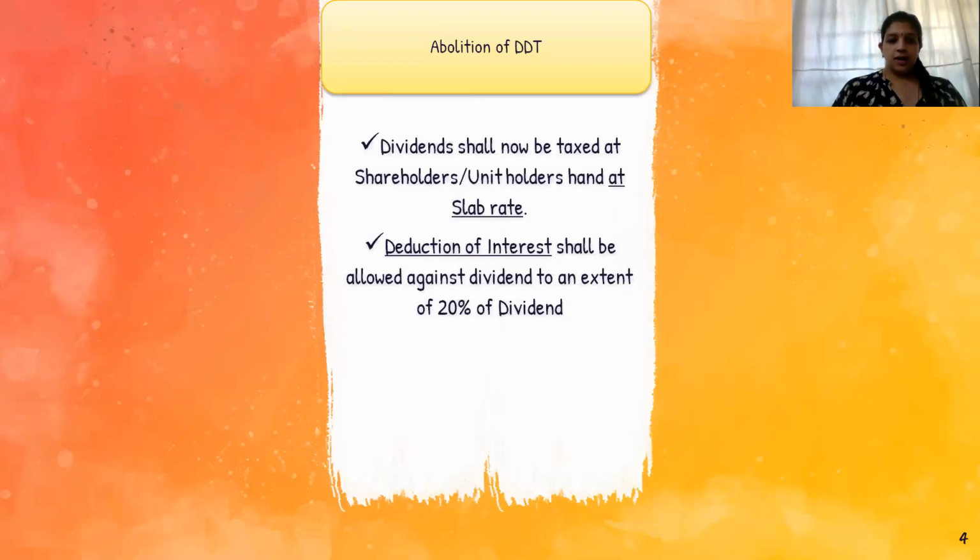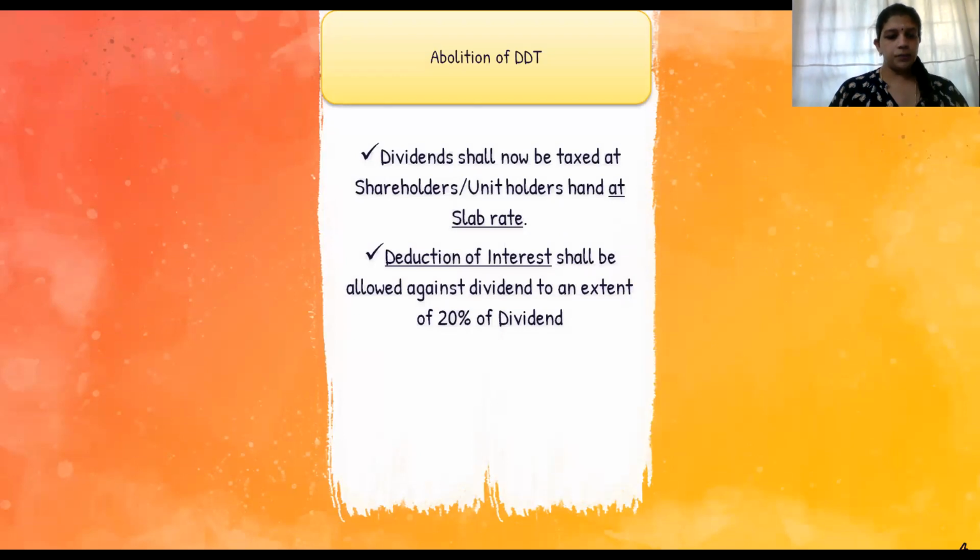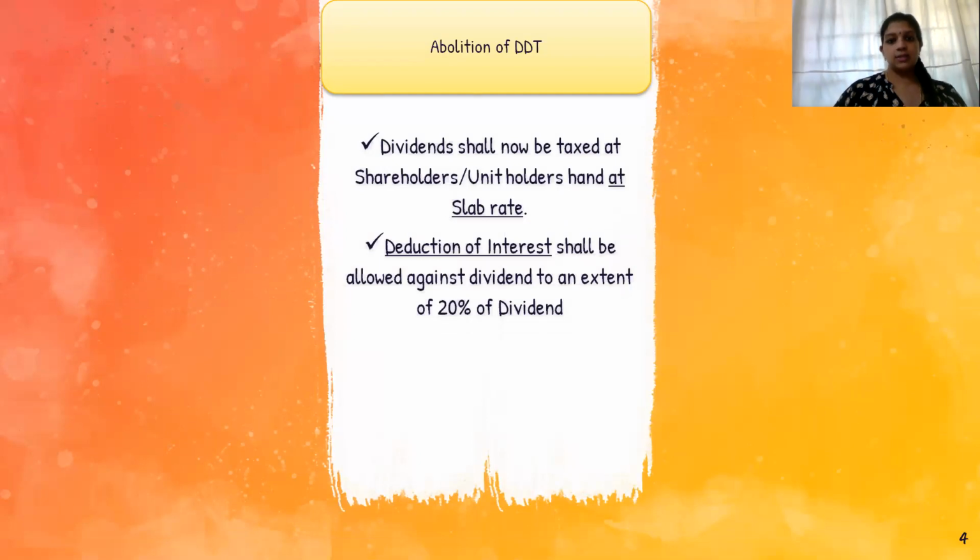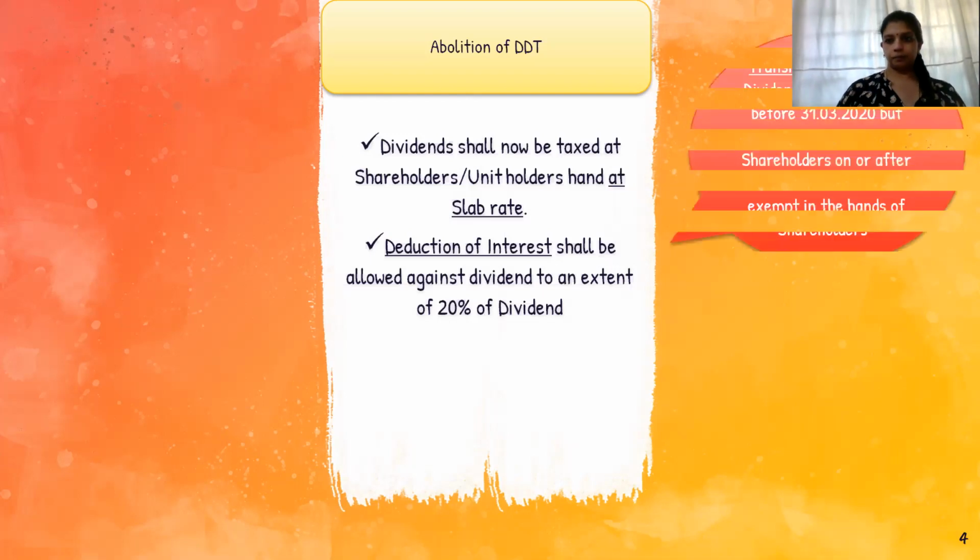Why was DDT brought into effect in the year 2003? Single point of taxation. Tax on dividend was levied at the time of distribution itself in the hands of companies and made exempt in the hands of shareholders. With abolition of DDT, tax on dividend income will now be taxed in the hands of shareholders or unit holders. That being now taxed in the hands of shareholders or unit holders will be as per their slab rate, as opposed to the fixed rate of 20.56%. Now, the deduction of interest shall also be allowed against the dividend to an extent of 20% of the dividend.